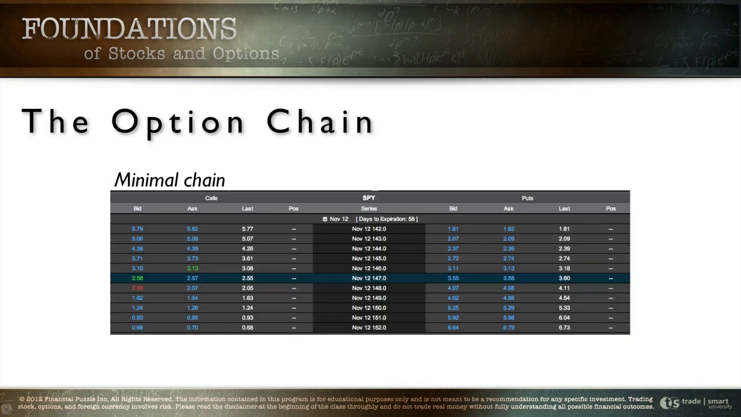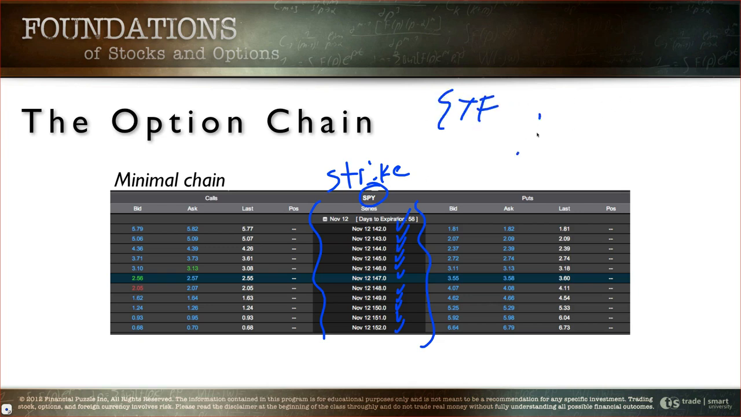So let's zoom in on this chain here and look right down the middle. These are the strikes available for the spiders for November. Okay, so you can see here we've got 142, 143, 144, 145, 146, 147, 148, all these $1 strike increments. That's because the spiders, even though we're trading in the 142 range, they're an ETF that has $1 increments. Okay, so again, if it's available, feel free to trade it.